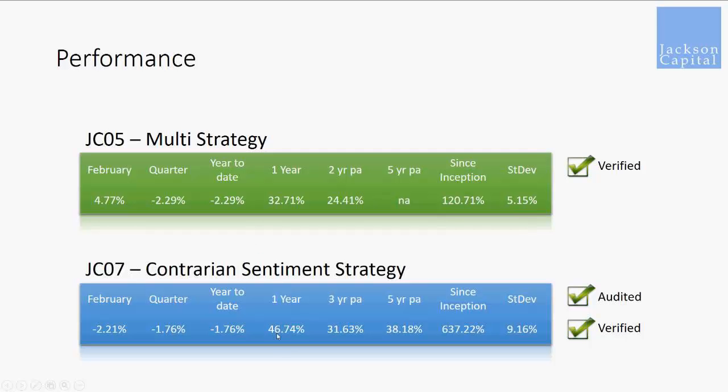JCO7's been doing a little bit better. In the past year, 46.74%. Last 3 years per annum, 31.63%. Last 5 years per annum, 38.18%. 637.22% since inception, and a little bit higher standard deviation of 9.16%.